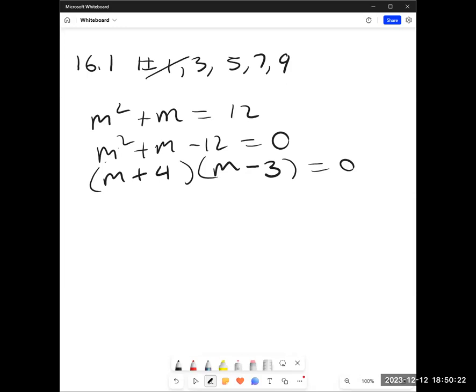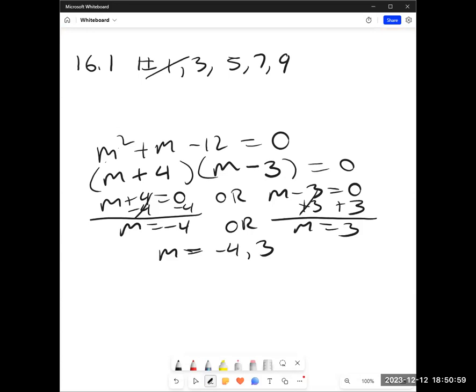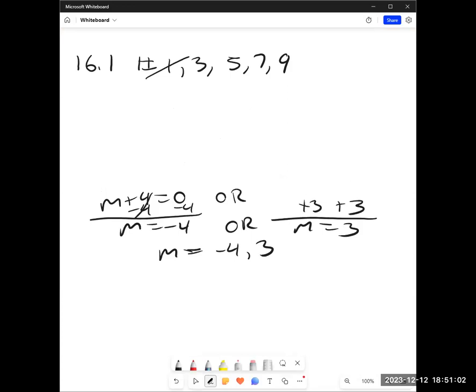4 times negative 3 is negative 12. 4 plus negative 3 is a positive 1. We're going to set each factor equal to 0 and solve. And you're going to write your answer in MyMathLab comma separated like that. Okay. Look at our next problem.